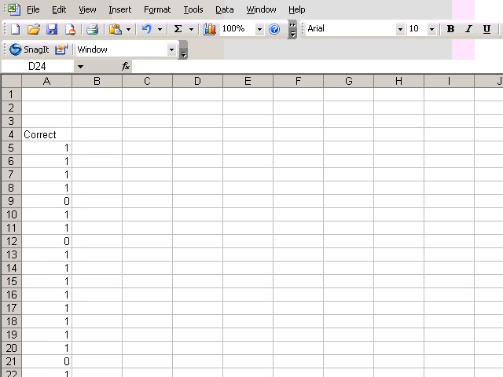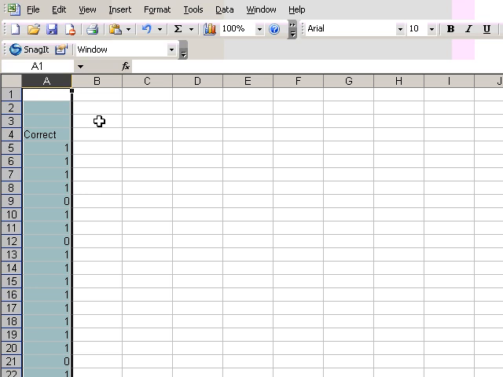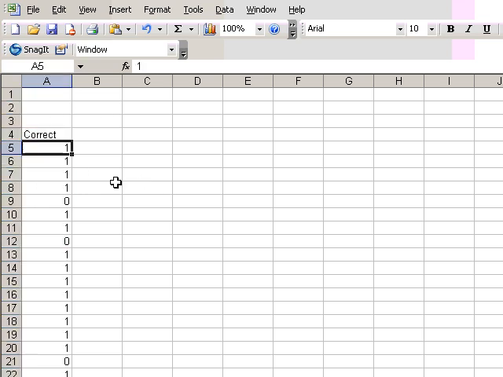This video follows figure 6.24 and deals with the standard error of a proportion. If we look at the data in column A, it represents whether a form out of a number of forms was correctly filled out or not. The 1 indicates a form correctly filled out, the 0 indicates a form that was not correctly filled out.